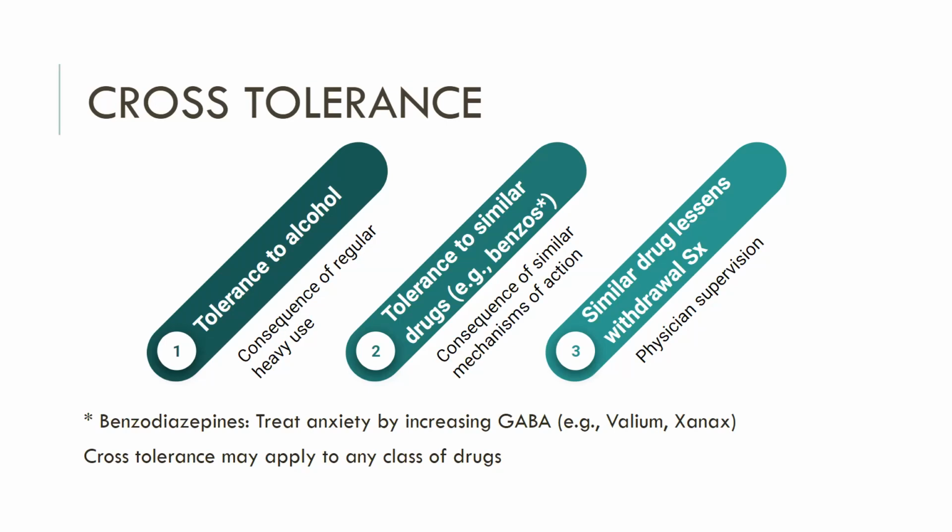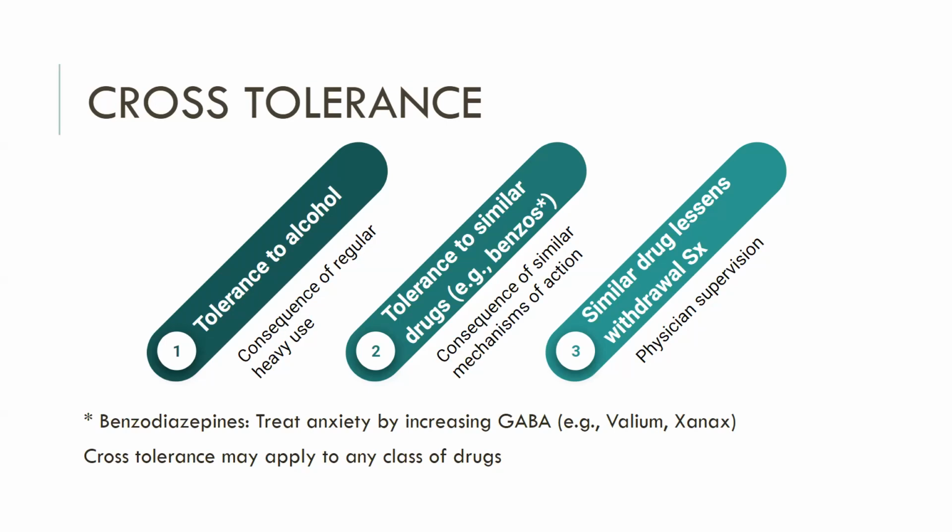Benzodiazepines are a class of pharmaceutical that are used to treat anxiety by increasing GABA. And this includes things like Valium and Xanax, for those of you who are unfamiliar with what a benzodiazepine is. And so when a person is actively going through withdrawal, we know from just referencing the definition of withdrawal that one of the ways to make the symptoms go away is to use more of the drug.